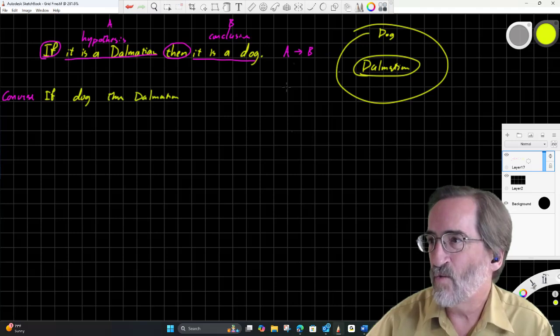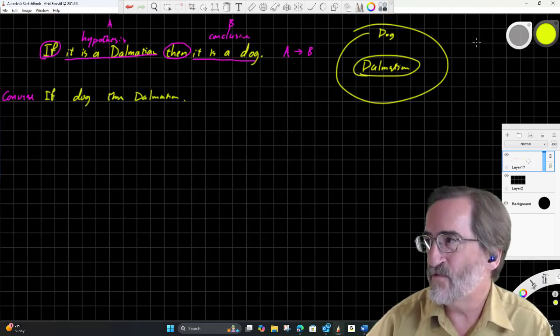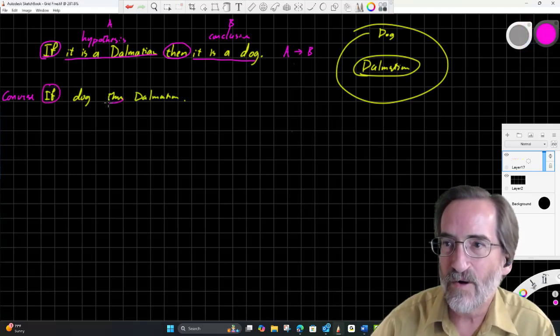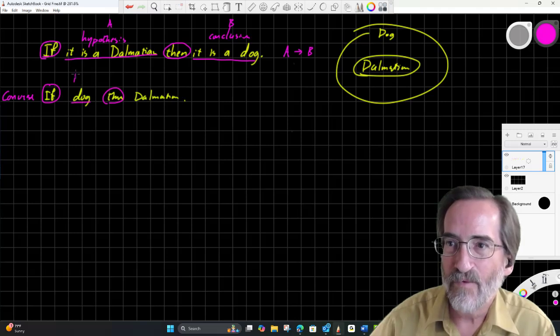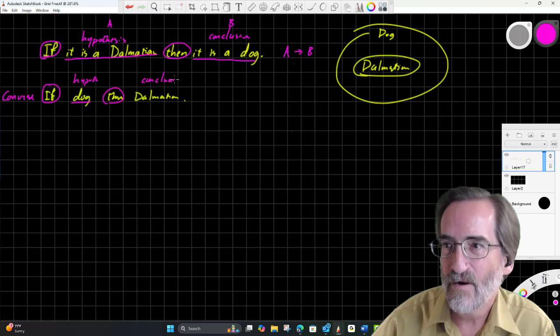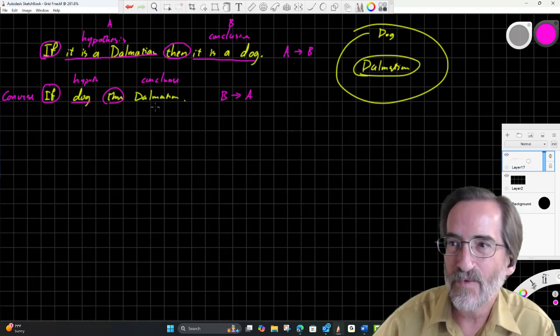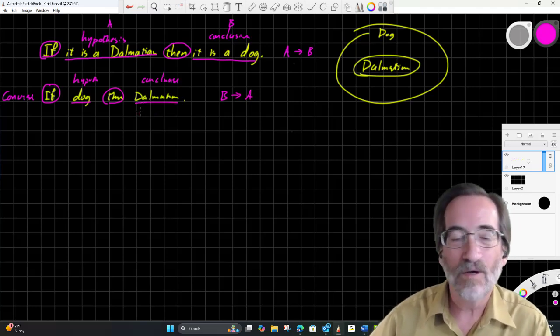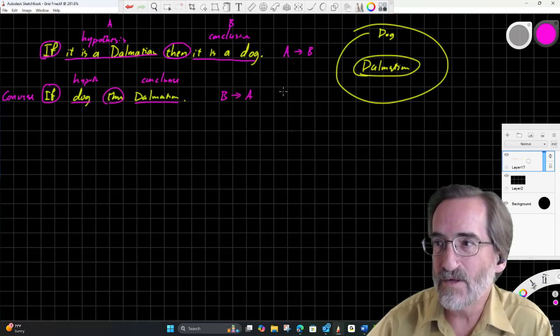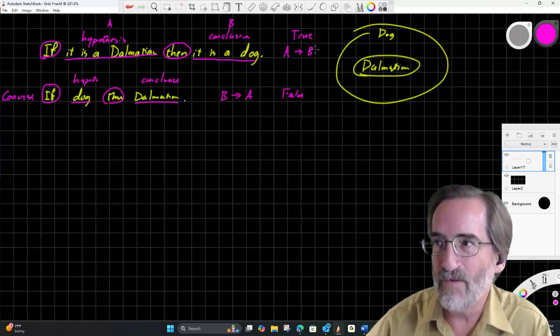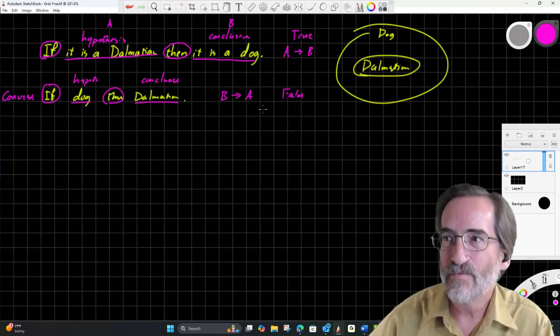Now you can see right away that this statement is very different from the original statement. Okay? But the if part and the then part have been switched. The hypothesis has become the conclusion, and the conclusion has become the hypothesis. Or that is to say, the argument has become B implies A. Okay? Now you can conclude, hopefully, rather quickly, that this statement is false, where the original statement was true. If you have a Dalmatian, you have a dog.